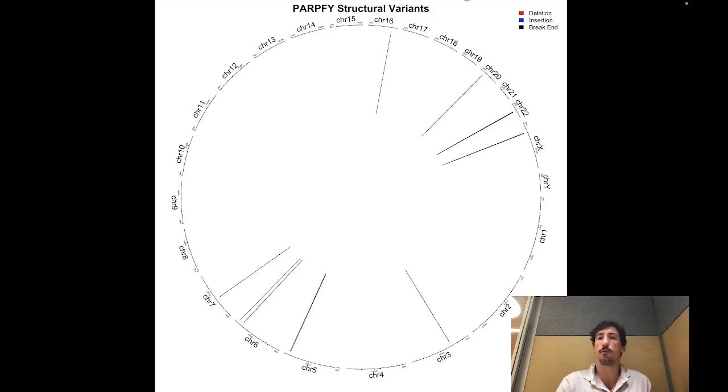Up here in the corner, I also have a legend for deletion, insertion, break-in. SvABA output does not denote if it's a deletion or insertion. It says everything is a break-in. This is more set up for other tools that will actually annotate the structural variants for you, but we really don't need the legend here, but it's there. This is all set up so you can use multiple different structural variant tools.